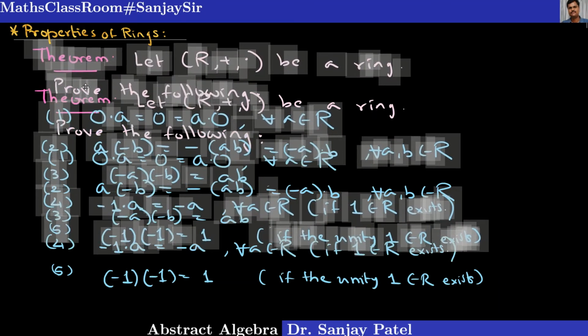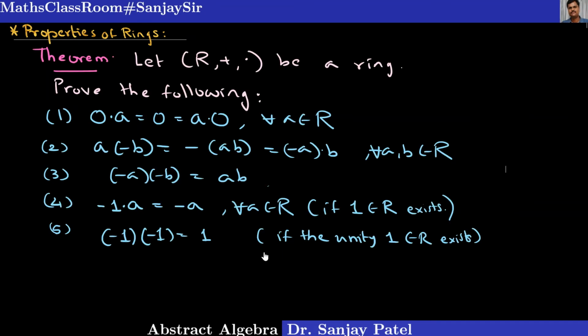So we are going to prove this result. If (R, +, ·) is a ring, then prove the following. 0 into A is equal to 0. This 0 is not the integer 0, it is the 0 element of the ring. And A into minus B is equal to minus AB is equal to minus A times B for every A, B belongs to R. Minus A into minus B is the same as A into B for every A and B belongs to R.